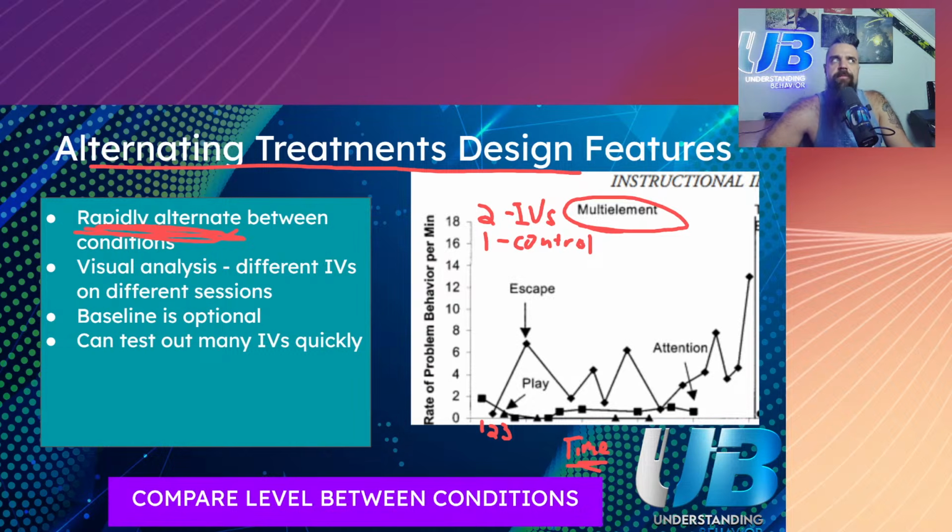As far as utility for this design, you can test out many independent variables very quickly. You can just keep alternating between them, and you can test even 5 different independent variables very quickly. That's a big advantage over our withdrawal design, where we needed very particular patterns in our data paths before we could do our phase changes. The rapid alternations allow us to test those different IVs very quickly.